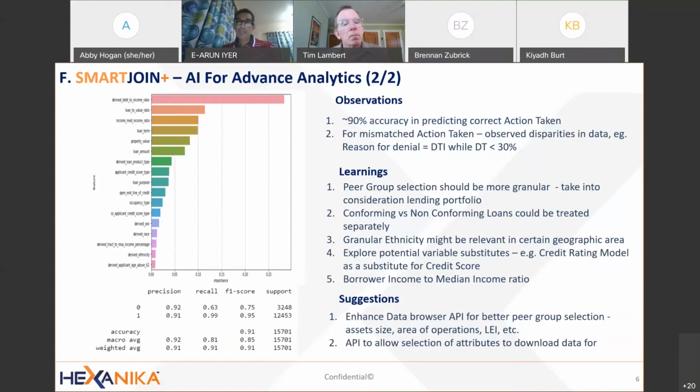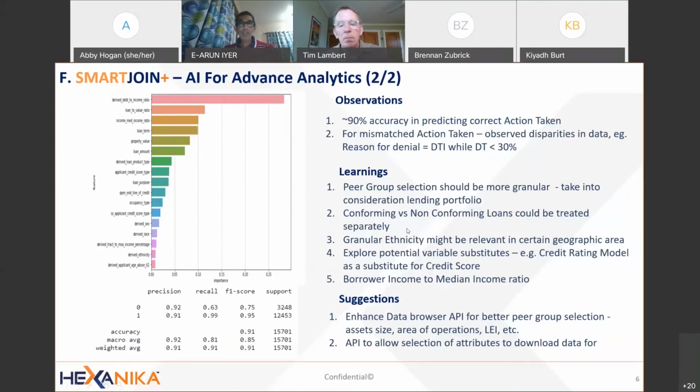And the other piece that we think the CFPB could consider is to allow the API to select specific attributes you want to download, right? So you get everything now, but if there is a way to select which attributes you want to download, we would love to work with the CFPB to enable this as we progress.